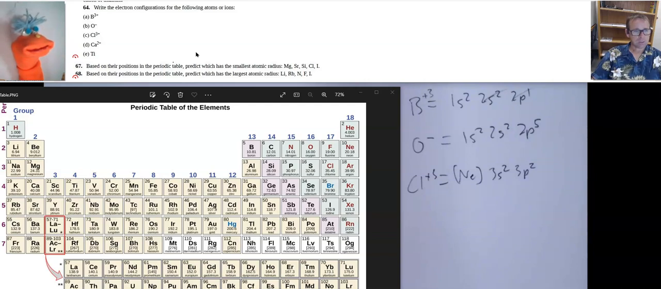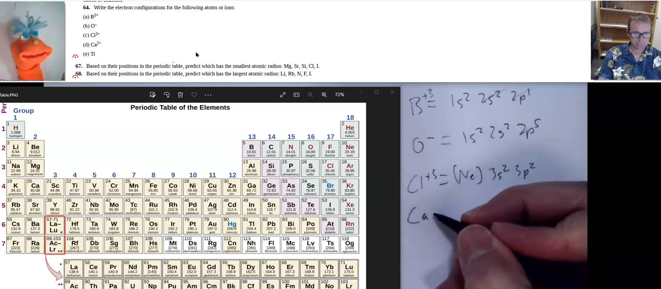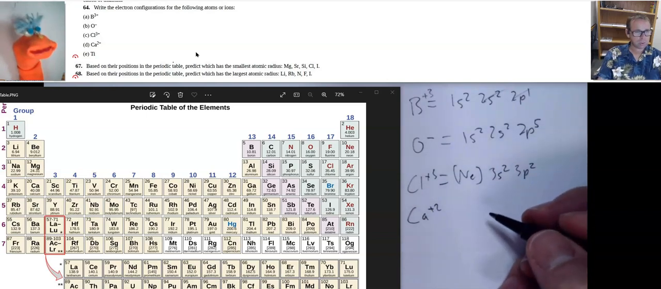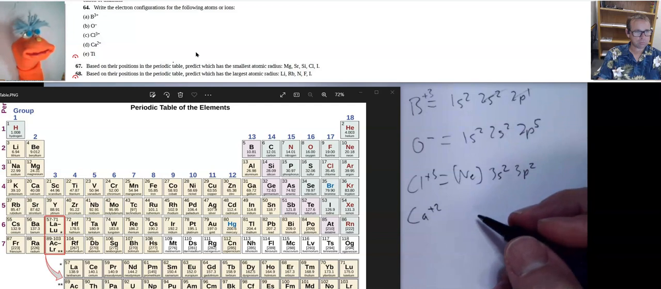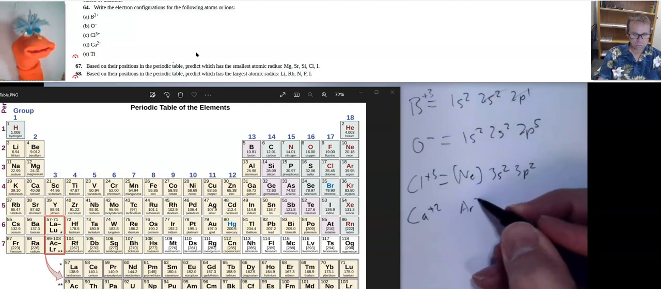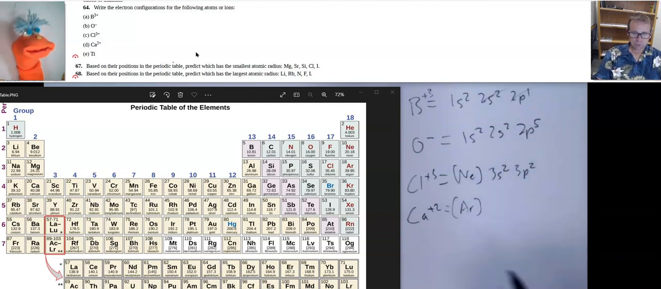Okay, very good. Calcium with a plus 2 charge. That would just be the noble gas electron configuration for argon. Very good. So hopefully everybody's comfortable with that. I mean, that is going to be 1s2, 2s2, 2p6, 3s2, 3p6. That's what argon's electron configuration is.